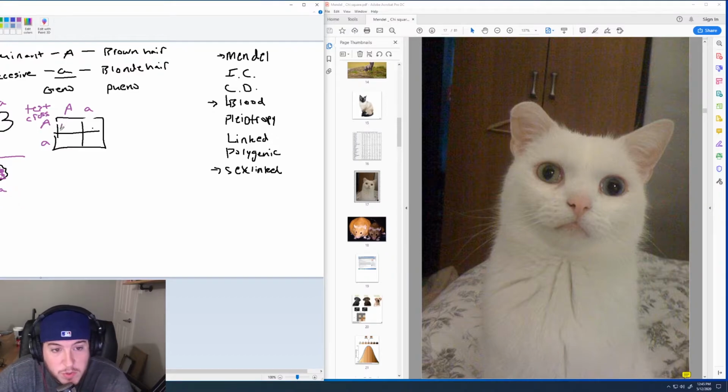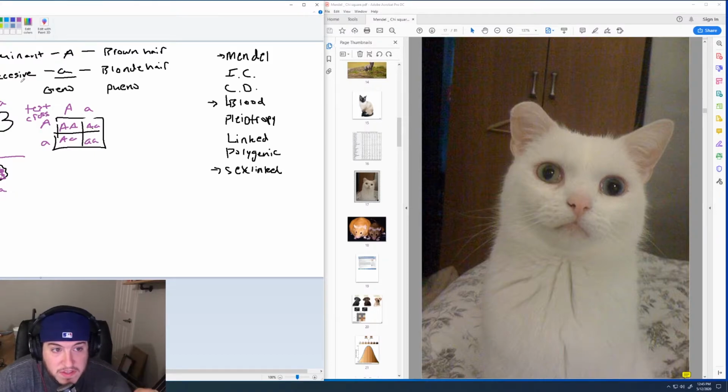So from this, we would expect 75% of our offspring to have the dominant trait. 75% would be purple, and then 25% would be white. And so if we breed 1,000 flowers and we get 750 purple and 250 white or close to it, then we've done a successful test cross.